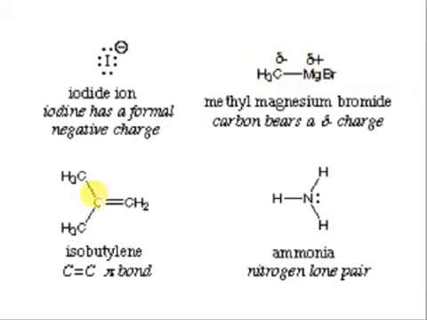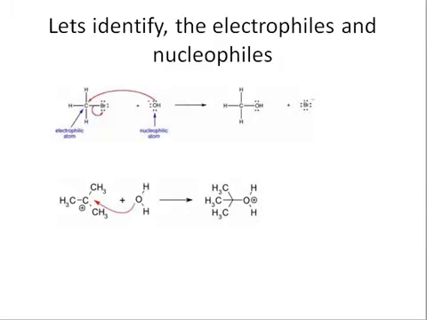So here we have a pi bond in isobutylene. This pi bond will act as an electron pair donor, so it acts as a nucleophile. Here we have ammonia, with nitrogen having a lone pair, so this will also act as a nucleophile. Now let's identify electrophiles and nucleophiles in certain reactions.